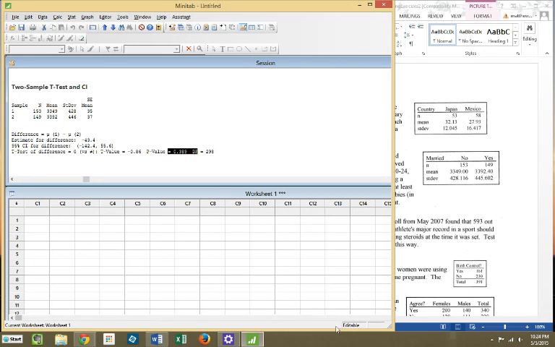Okay, so that is the basics of testing with one mean, one proportion, two mean, two proportion. We'll come back in a different video and pick up the advanced tests.